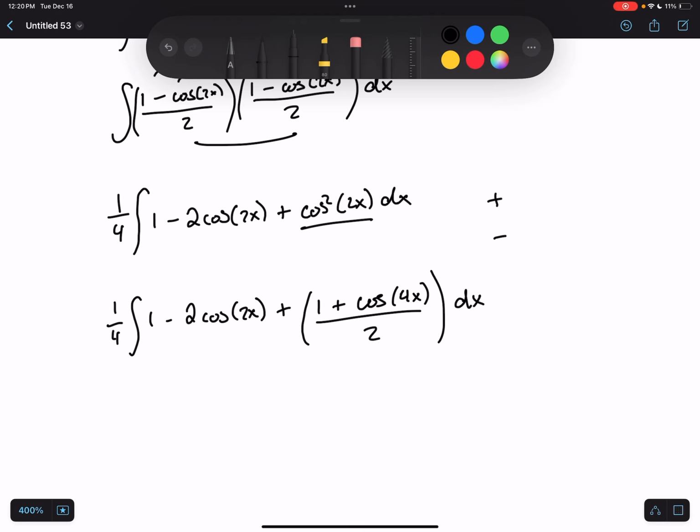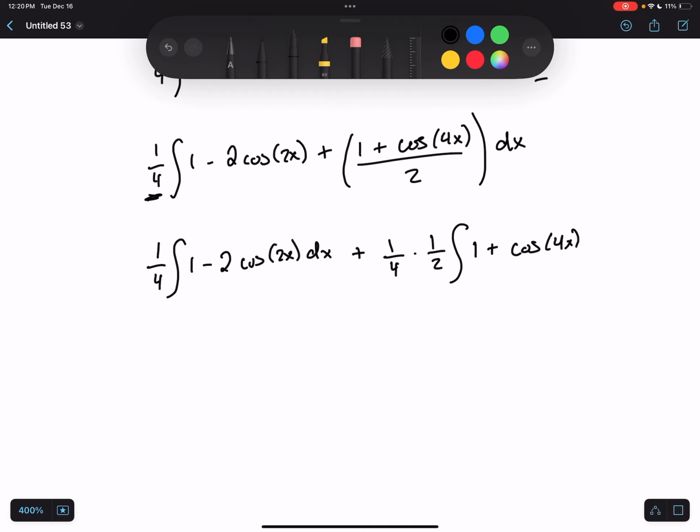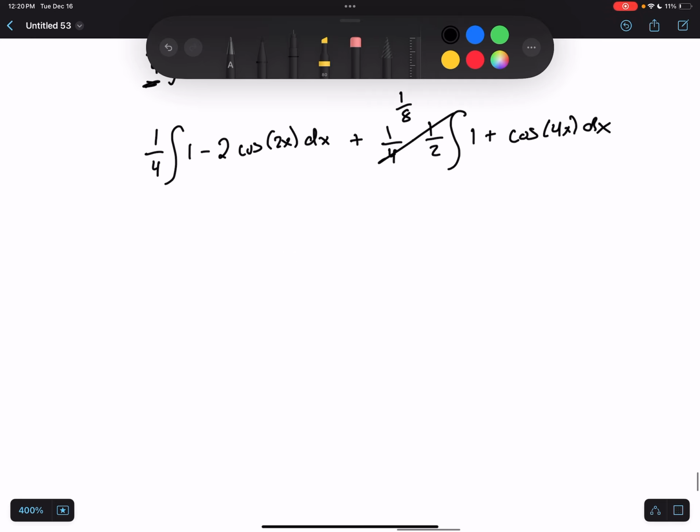And what I'm going to do to make this just a little bit easier to handle is break this into two different integrals. I'll start by doing 1/4 times the integral of 1 minus 2 cosine 2x dx, and then I will add 1/4, because this 1/4 has to be carried over, times this half here I'm going to pull out front, the integral of 1 plus cosine 4x dx. This obviously becomes 1 over 8. And so now we can go ahead and solve.